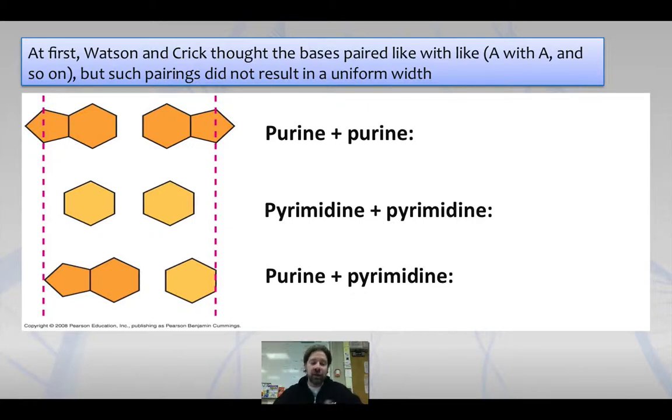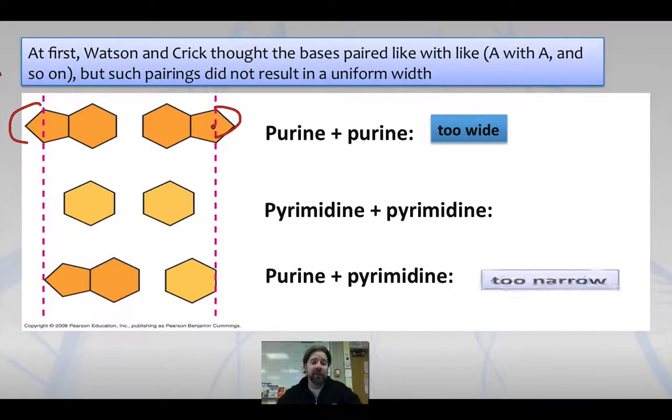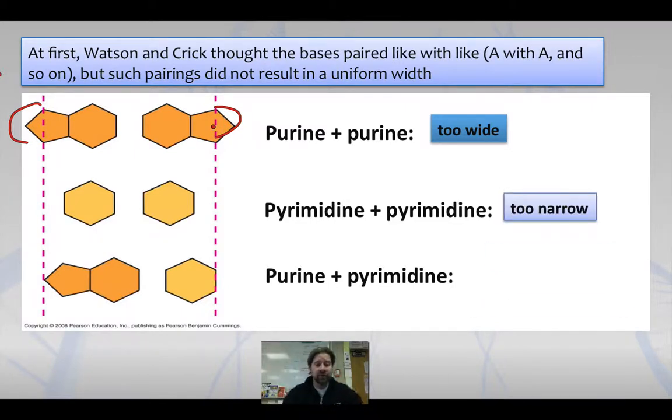When they first were experimenting with designing this double helical structure, they took a look at a couple possibilities. One, that a purine and a purine would bond together. And what we find, and you can see it here, is that you're exceeding the width of the DNA, which would make for a very lumpy outside. And we don't see that. So purines and purines wind up being too wide. If they put 2 pyrimidines together, what we find is it's too narrow. There's all this open space that you can see here and here.